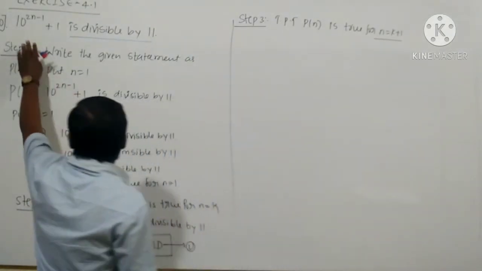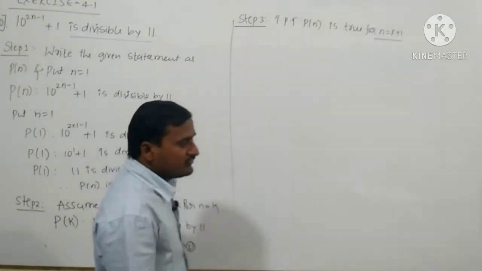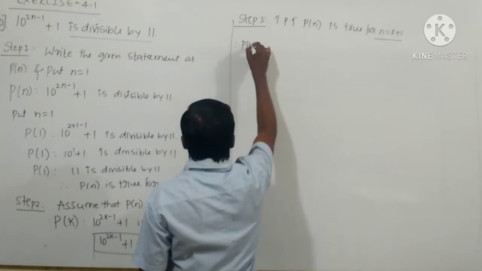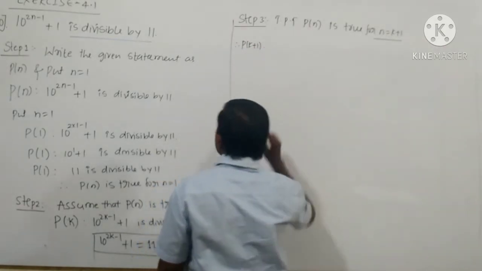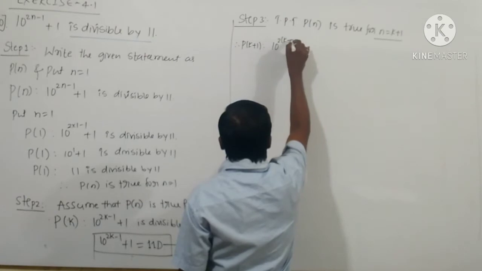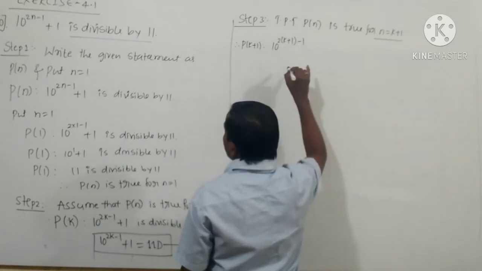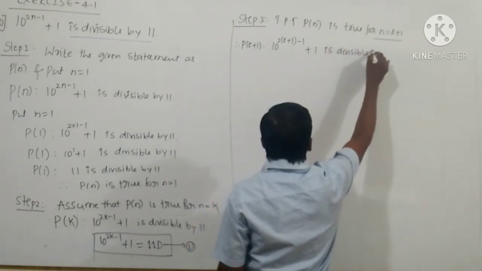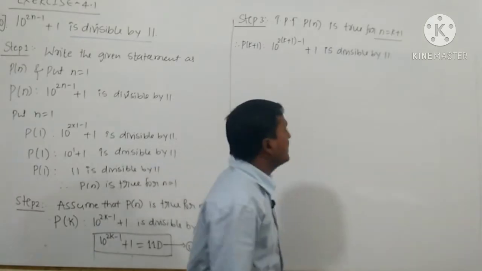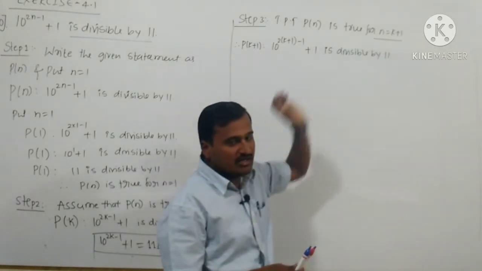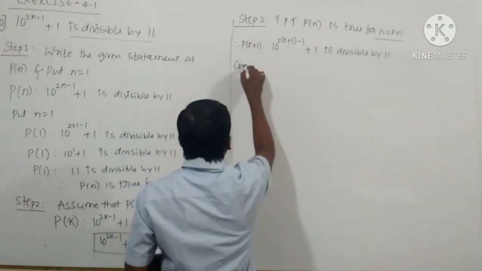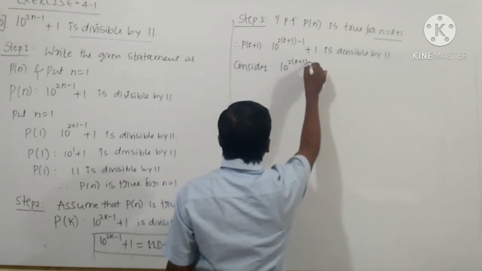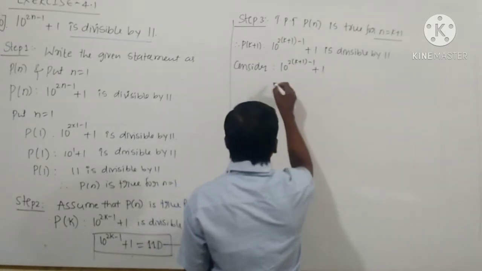In a given statement p of n, in the place of n we should have k plus 1. So therefore we will write p of k plus 1 like this: 10 to the power 2 into k plus 1, minus 1, plus 1 is divisible by what? Divisible by 11. We have to prove that this term is divisible by 11. So here I will consider this term, that is 10 to the power 2 into k plus 1 minus 1 plus 1.